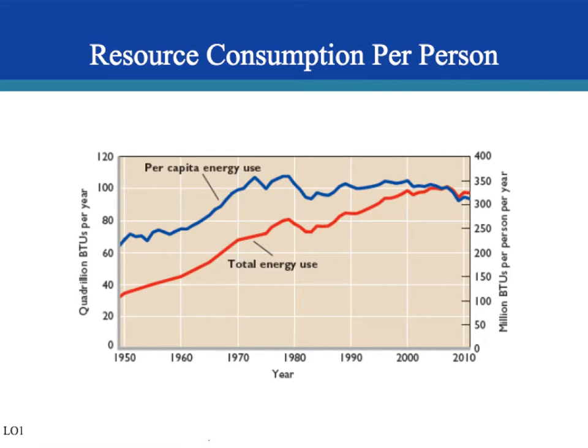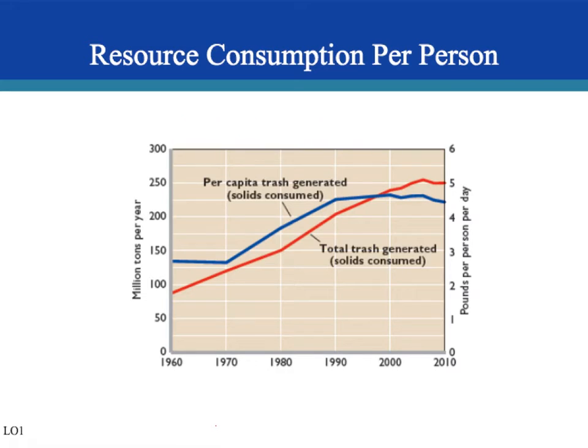This is for the United States, and so per capita energy use has also leveled off. It hit its peak right before 1980 and then remained steady, and total energy use has also leveled off since the year 2000. It's remained steady then. Also, per capita trash generated, which shows us how much solid waste is consumed in total trash, and we can see per person that per capita trash has also leveled off really since around 1990.